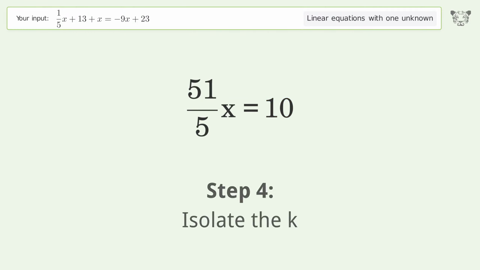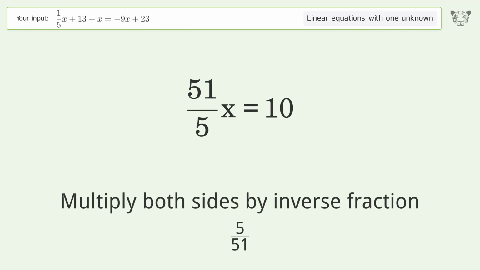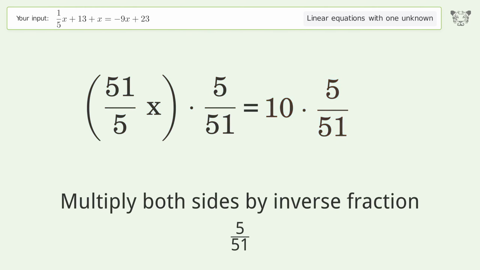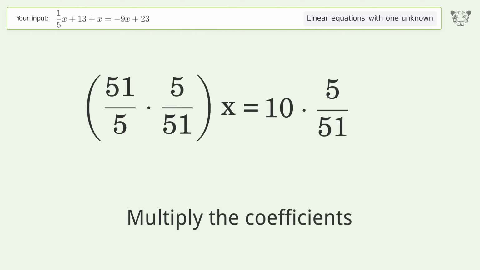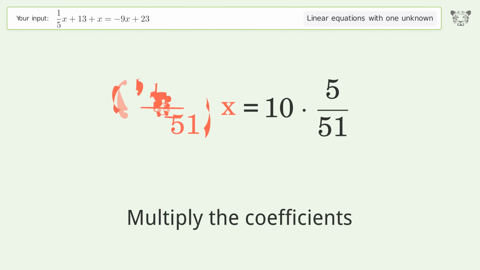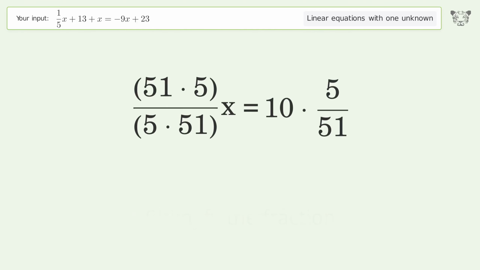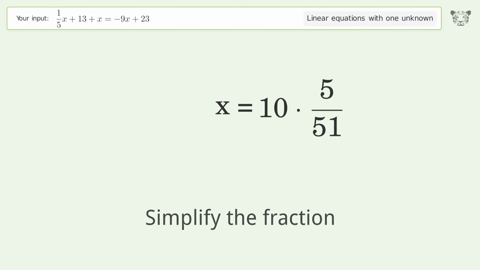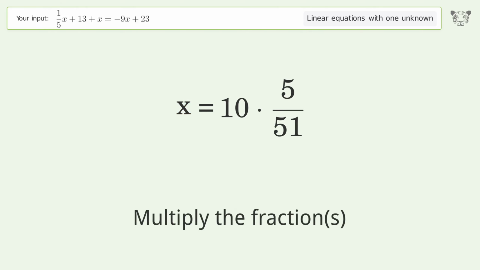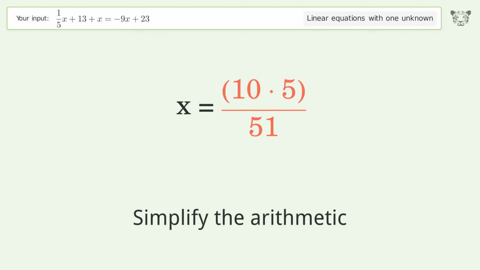Isolate the k. Multiply both sides by inverse fraction 5/51. Group like terms. Multiply the coefficients. Simplify the fraction. Multiply the fractions. Simplify the arithmetic.